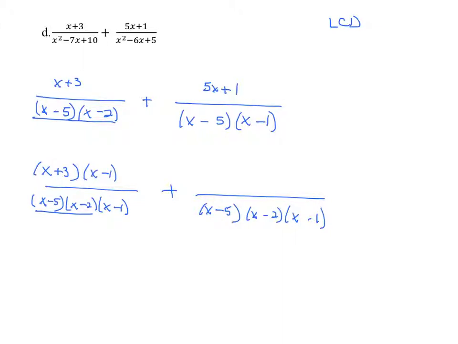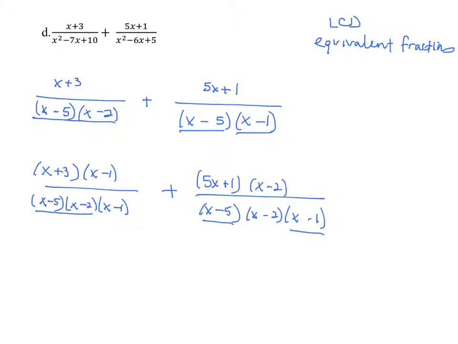Okay? And then in the second fraction, so what am I doing right now? I'm getting equivalent fractions. Okie dokie. And then I have these guys, but I'm missing x minus 2. Beautiful. Now, here we go. I'm going to try to do a couple of things at once here, you guys. Keep the denominators the same.